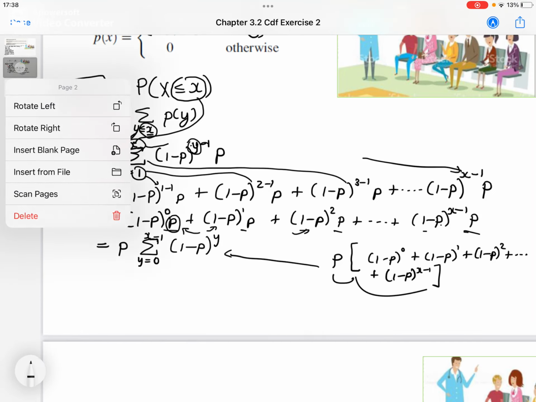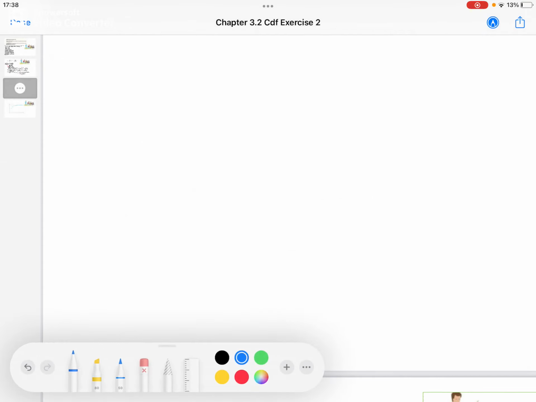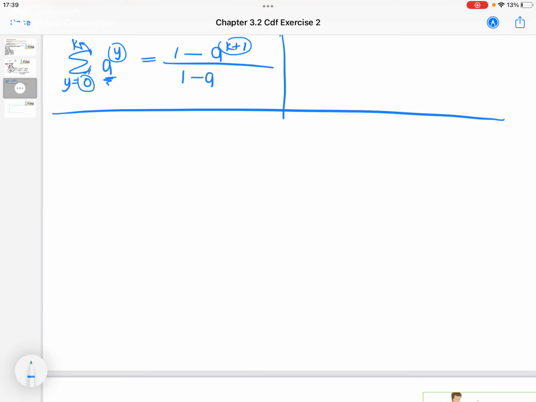So mathematically, there is an expression that says the summation of a to the power y, where y goes from 0 to k, is equal to 1 minus a to the power k plus 1 divided by 1 minus a. So it's the sum of a to the power y, where y goes from 0 to k, that is equal to 1 minus a to the power k plus 1 divided by 1 minus a.